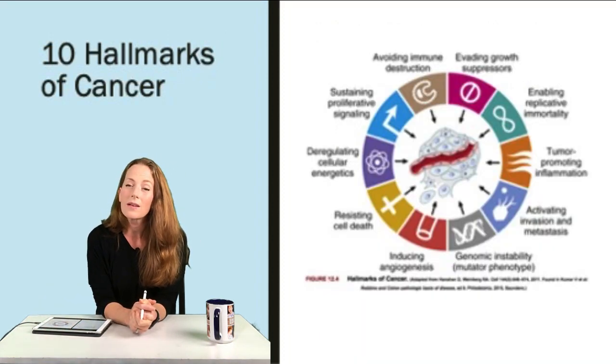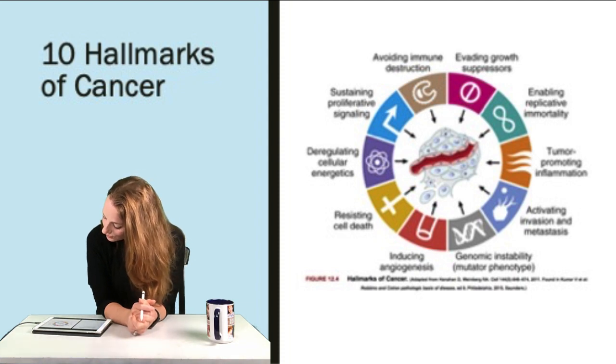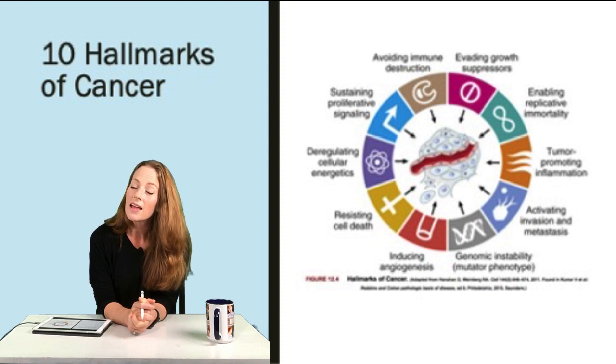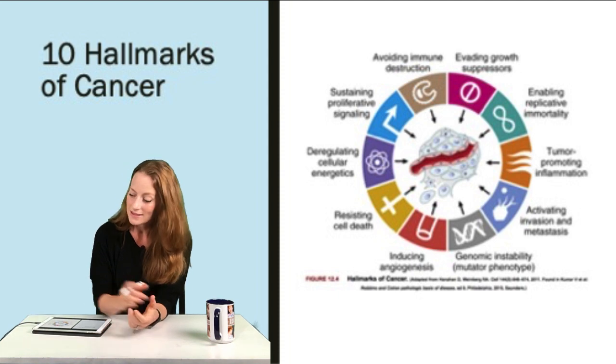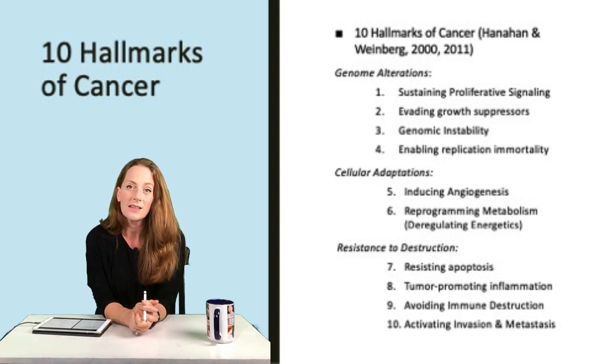Hanahan and Weinberg classically described the hallmarks of cancer. The early descriptions named 6, and now we have an updated 10 hallmarks of cancer. This is an image from the McCance Pathophysiology text. It's also from the Robbins and Cotran Pathologic Basis of Disease text. These 10 hallmarks of cancer we're going to go through one by one in the next few slides. This began as a study in 2000, updated in 2011.